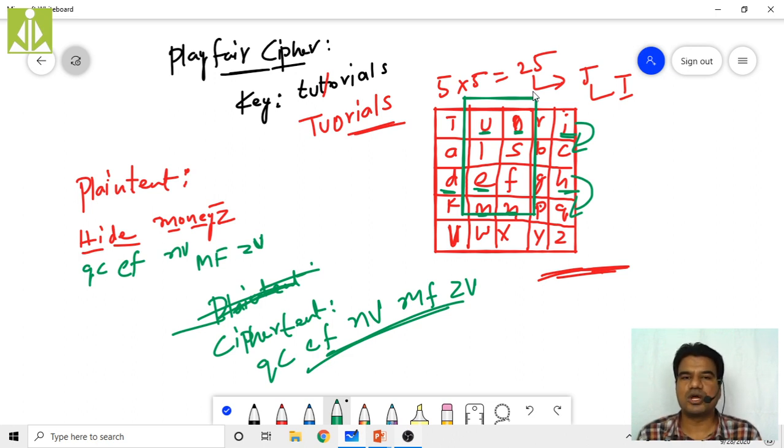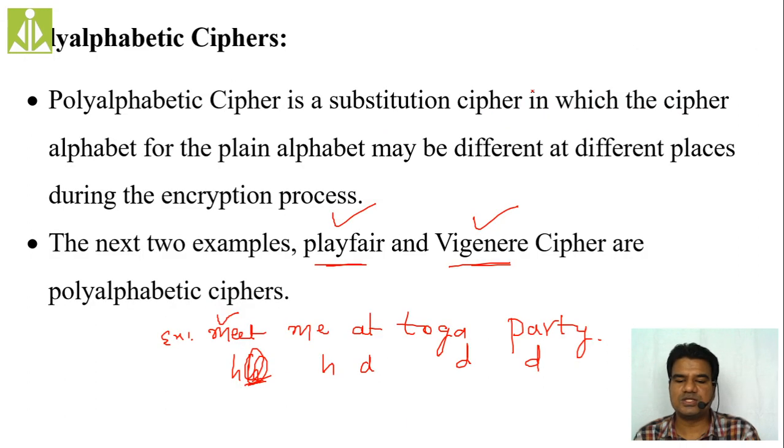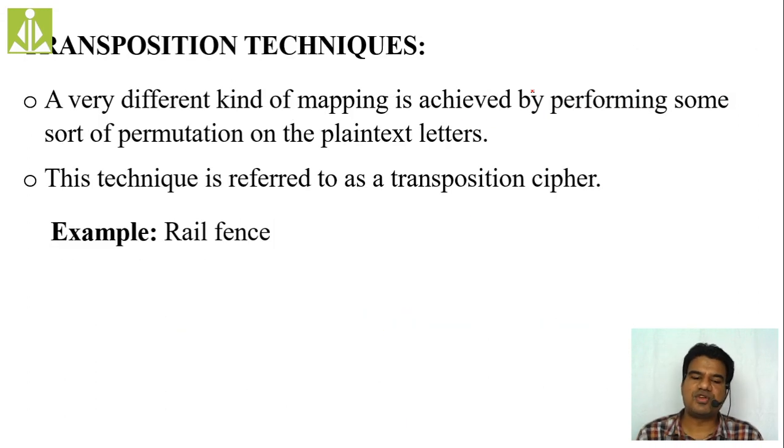So you have to go through the concept, you have to go through the steps in order to analyze that substitution technique. And also we have the one-time pad cipher, that also you have to go through. Next is the transposition technique, and with this we will conclude our class. Next is transposition. Transposition is an entirely different kind of mapping technique.